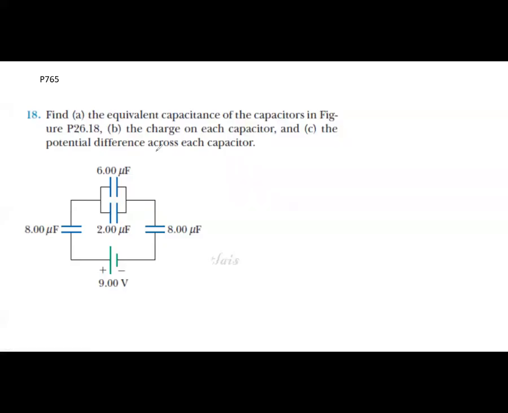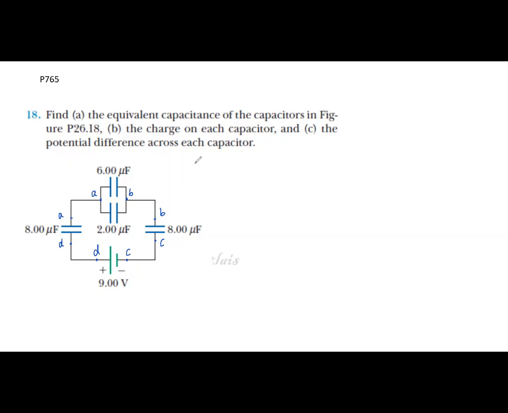Problem 18. Here we have to find the equivalent capacitance of the capacitors in this figure. As you see here, we can label its branches: AB, here BC, here CD, and here DA.